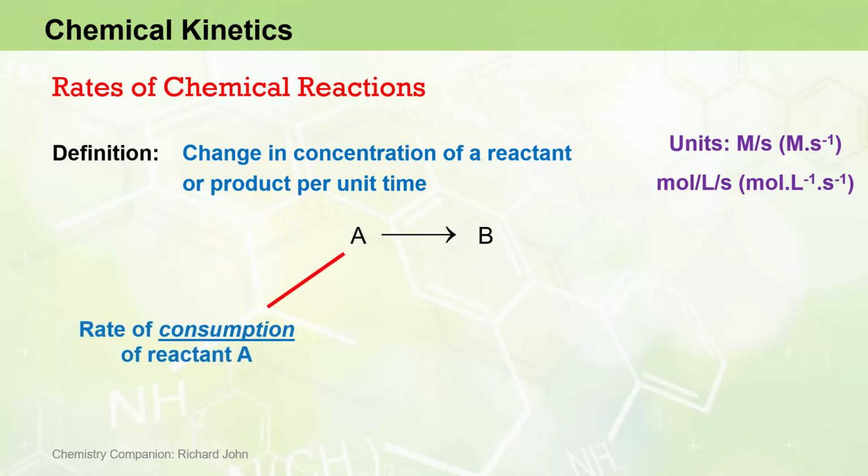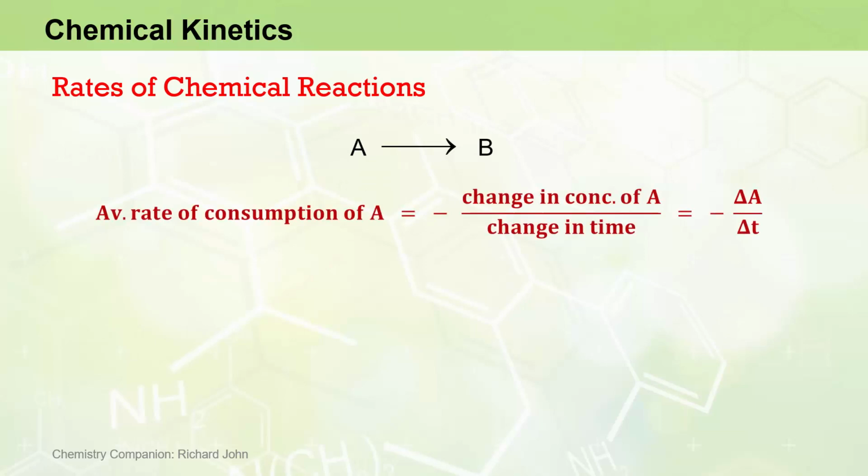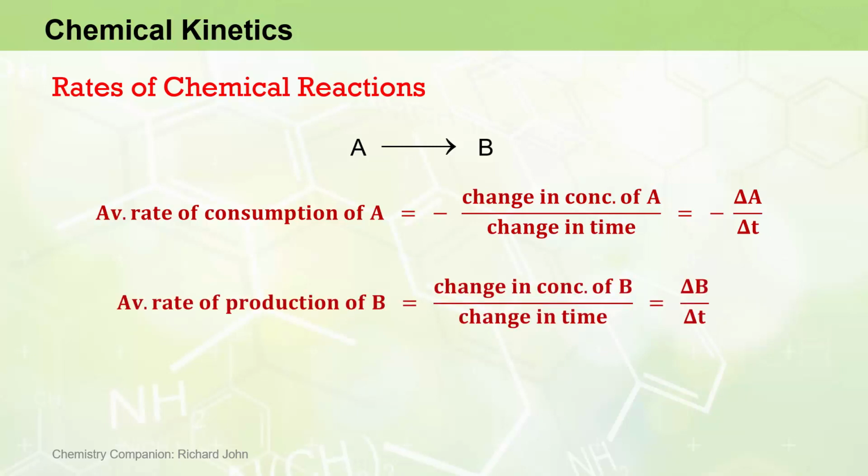1, by monitoring the rate of consumption of the reactant A, or 2, by monitoring the rate of production of the product B. Both are equally valid approaches for determining the reaction rate. And we can write mathematical expressions for both approaches, where we monitor the rate of consumption of the reactant A by quantifying the change in concentration of A with respect to time, or by monitoring the rate of production of product B by quantifying the change in concentration of B with respect to time. Both are equally valid mathematical expressions for the rate of this reaction.